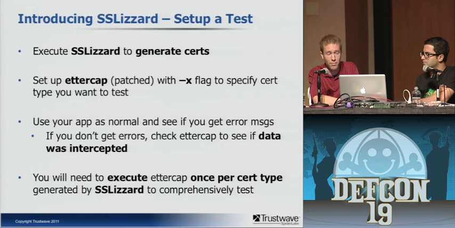If you don't get errors, then you should check EtherCap, which you can have output data to the screen, or you can have it write to a PCAP file for later analysis using something like Wireshark. That'll let you see if the data was intercepted as you expected.